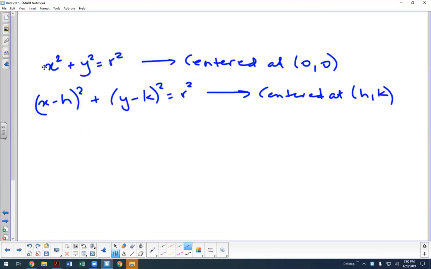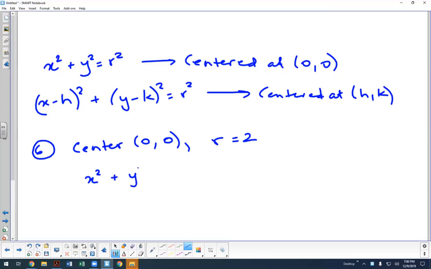So for number 6, when they're saying write the equation when you have a center at 0, 0 and a radius of 2, what do you think that equation will be? x squared plus y squared equals 4. Yeah, so use that first one if you want. x squared plus y squared equals your radius squared, right? So x squared plus y squared will stay as it is. 2 times 2 will become 4.